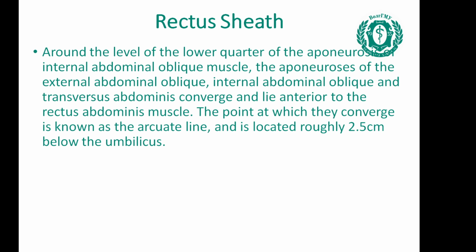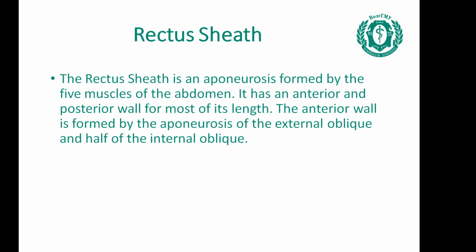Around the level of the lower quarter of the aponeurosis of the internal abdominal oblique muscles, the aponeuroses of the external abdominal oblique, internal abdominal oblique, and transversus abdominis converge and lie anterior to the rectus abdominis muscle. The point at which they converge is known as the arcuate line and is located roughly 2.5 centimeters below the umbilicus. The rectus sheath is an aponeurosis formed by the 5 muscles of the abdomen.